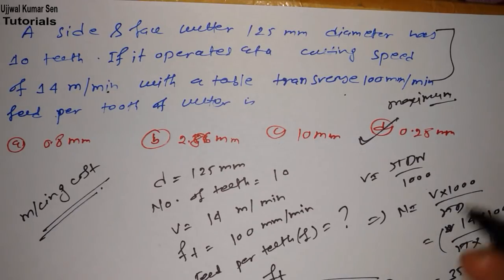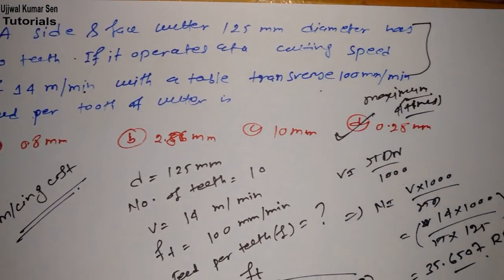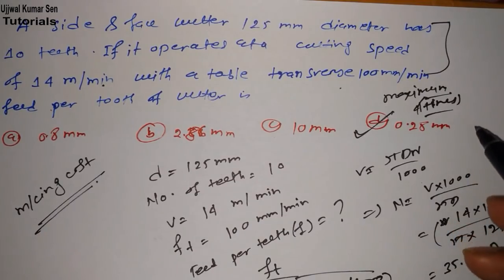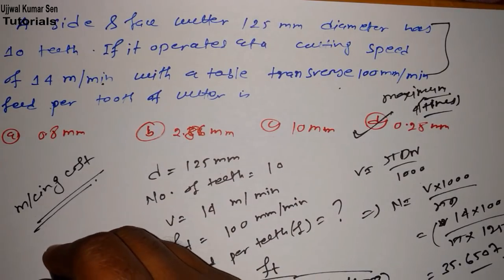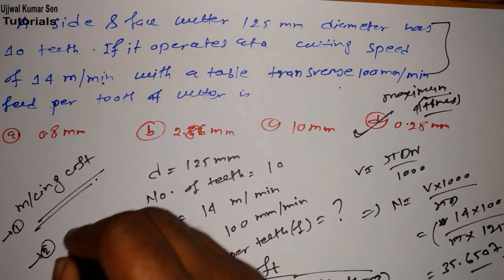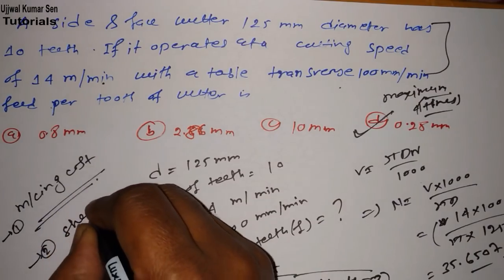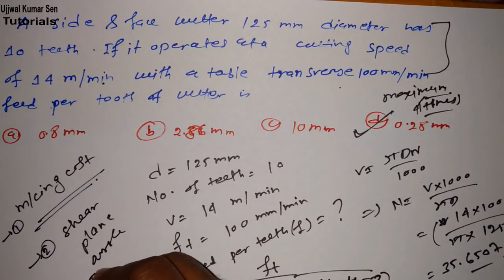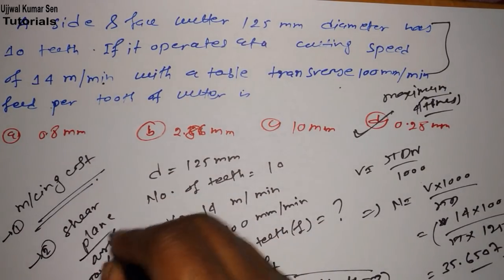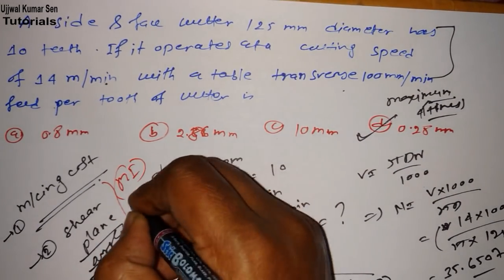In 27-28 years, maximum 4 times they have asked this question till now. I have papers of all examinations, so I have seen, I did analysis, and 4 times they have asked this type of question. But from machining cost, one important thing is that shear plane angle, and also Taylor's tool life. These topics are most important because they have touched almost every year.